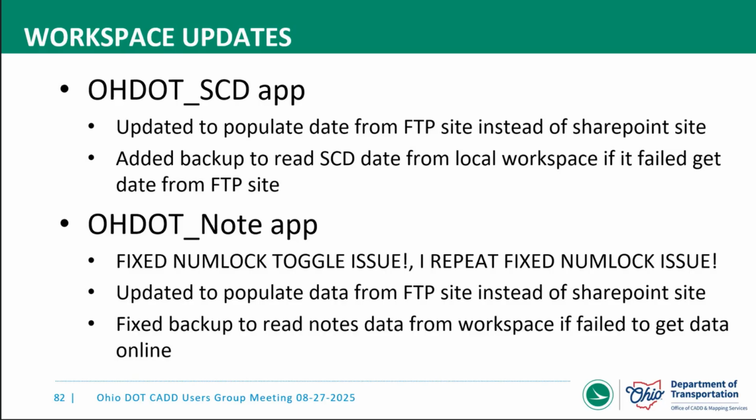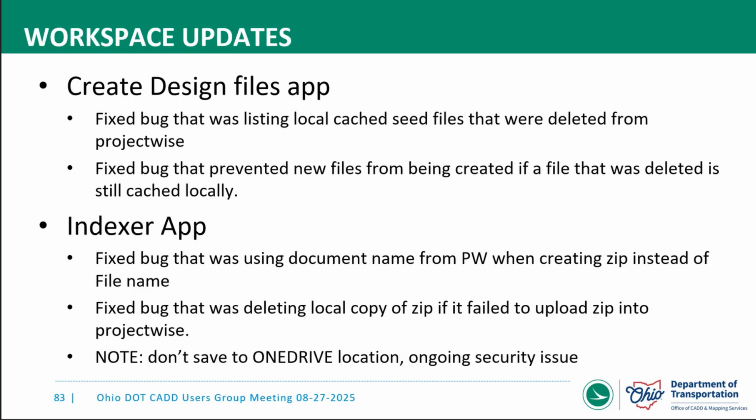For the Create Design Files app, we fixed a bug that showed deleted seed files from ProjectWise and fixed an issue where cached deleted files blocked new file creation. Next, for the Indexer app, we fixed a bug that used the wrong name. It was pulling the document name instead of the file name when zipping. We also fixed a bug that deleted the local zip file if the upload to ProjectWise failed.